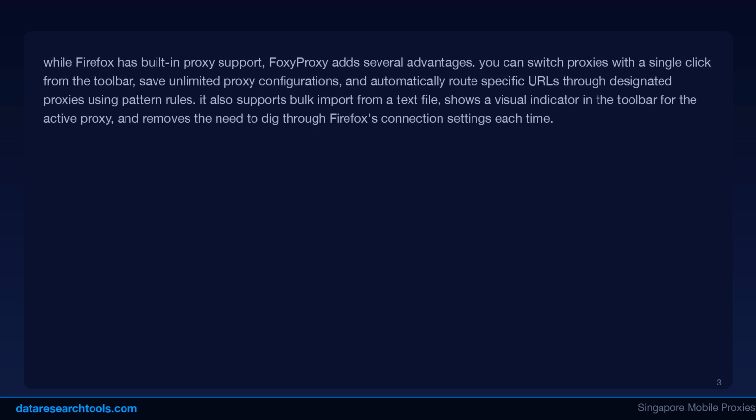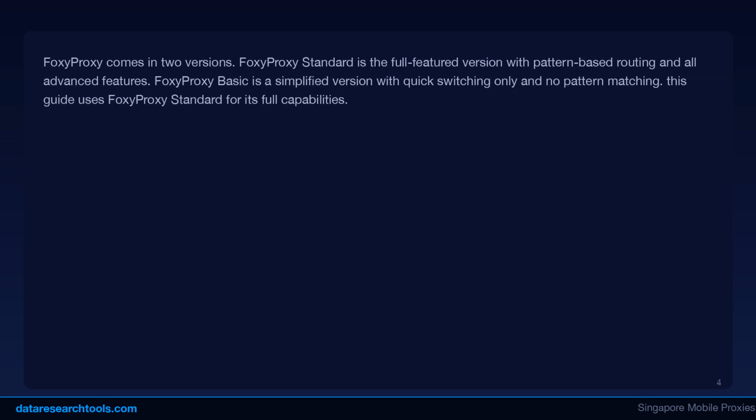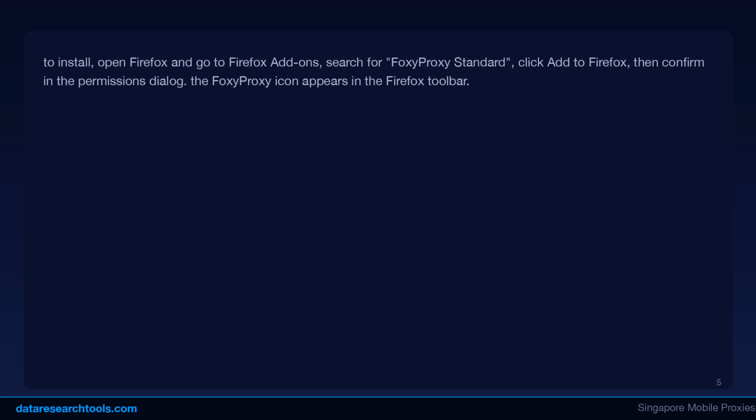FoxyProxy comes in two versions. FoxyProxy Standard is the full-featured version with pattern-based routing and all advanced features. FoxyProxy Basic is a simplified version with quick switching only and no pattern matching. This guide uses FoxyProxy Standard for its full capabilities. To install, open Firefox and go to Firefox add-ons. Search for FoxyProxy Standard, click Add to Firefox, then confirm in the permissions dialog. The FoxyProxy icon appears in the Firefox toolbar.